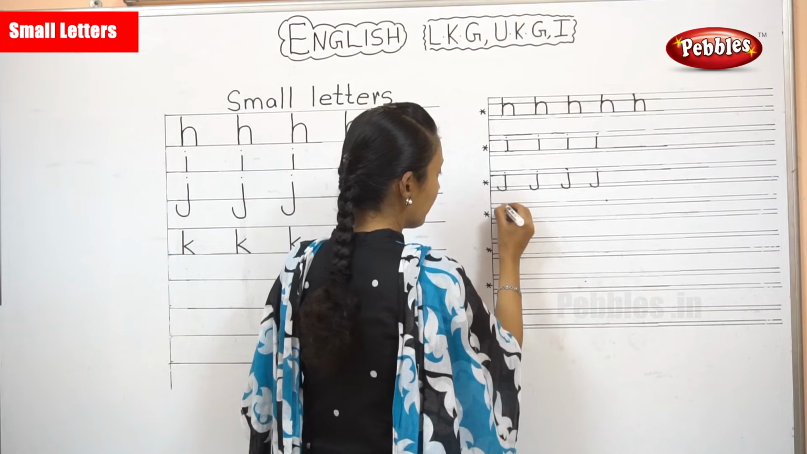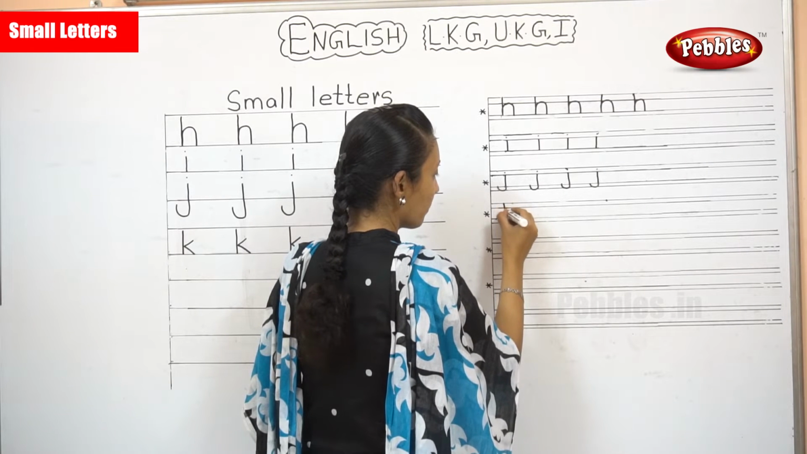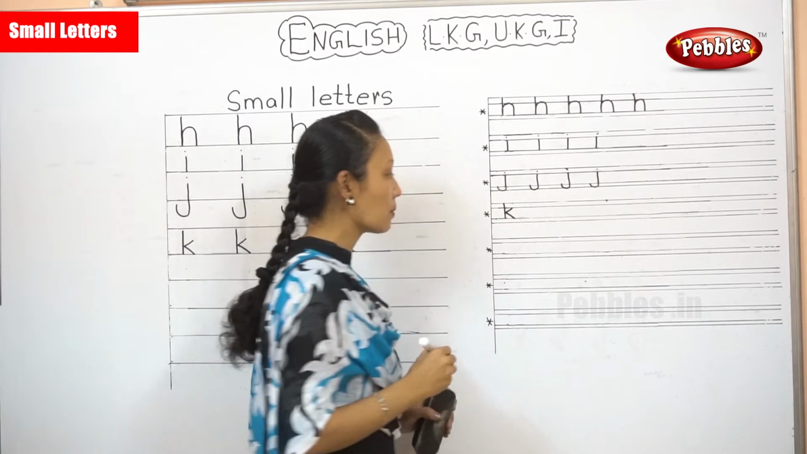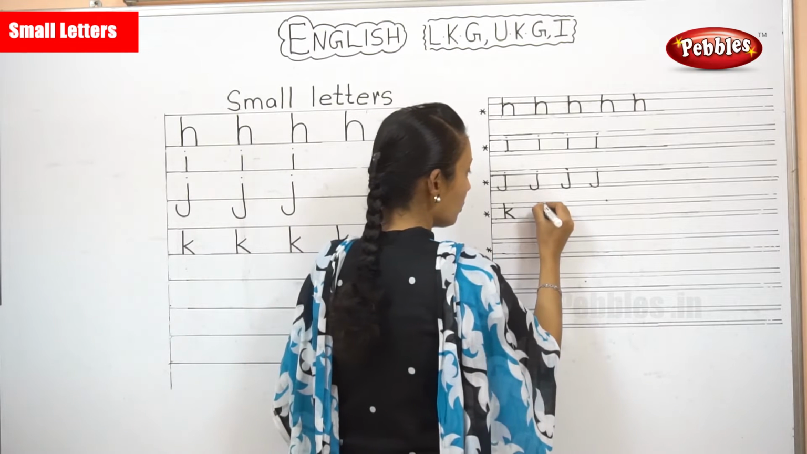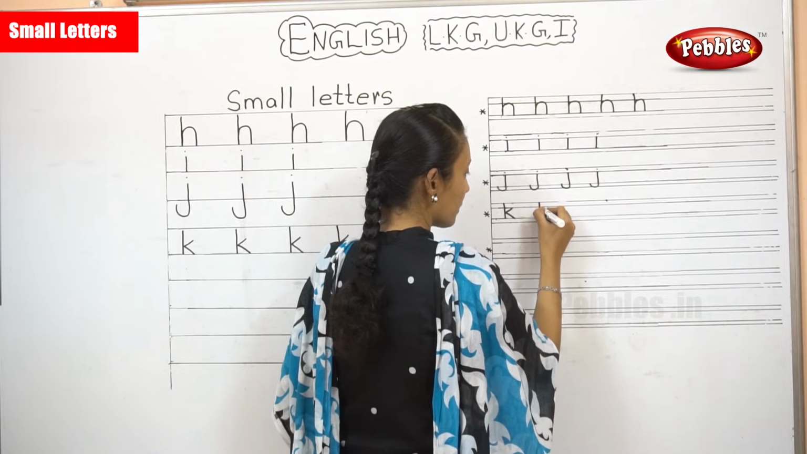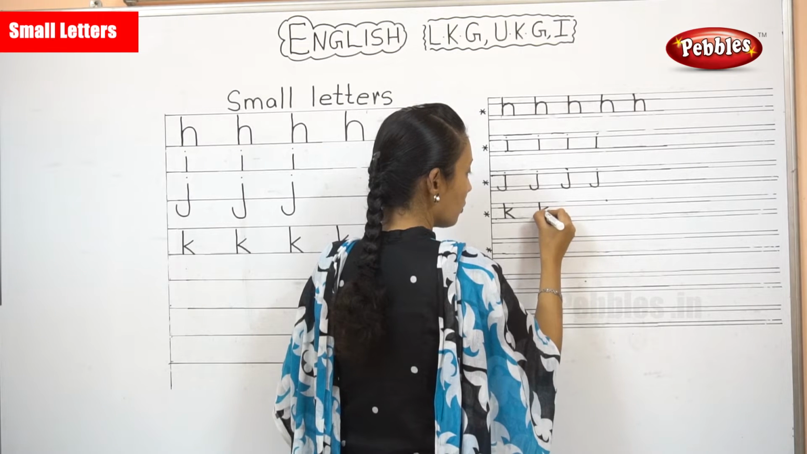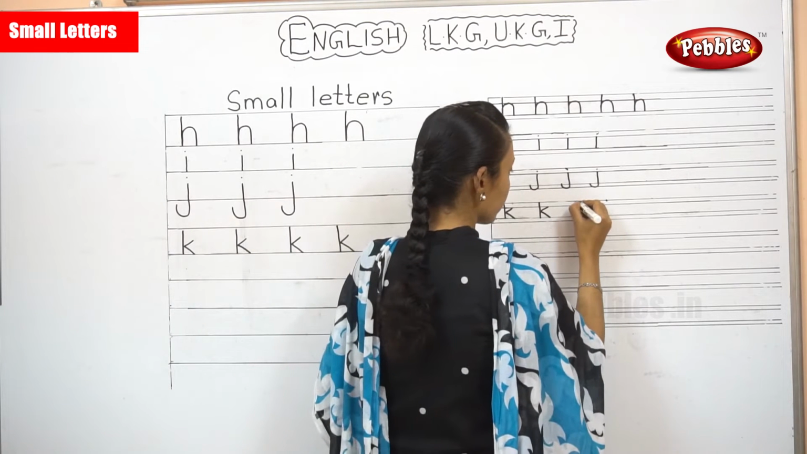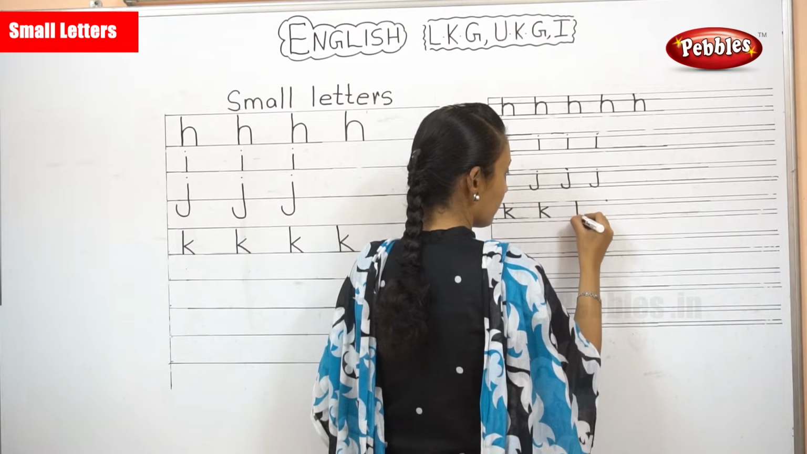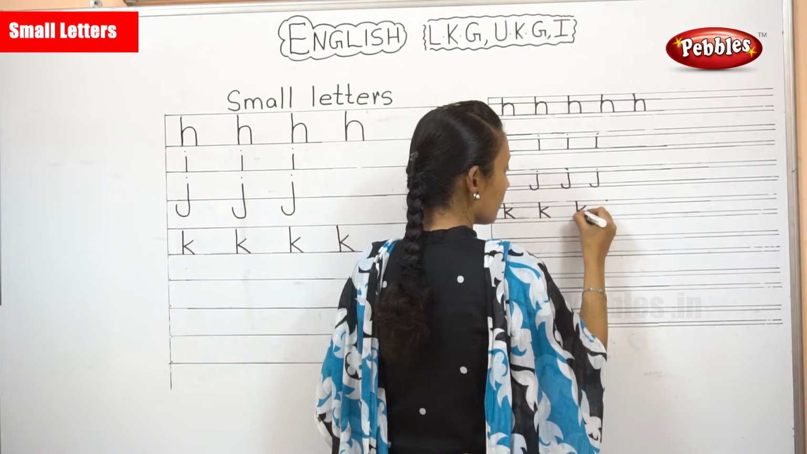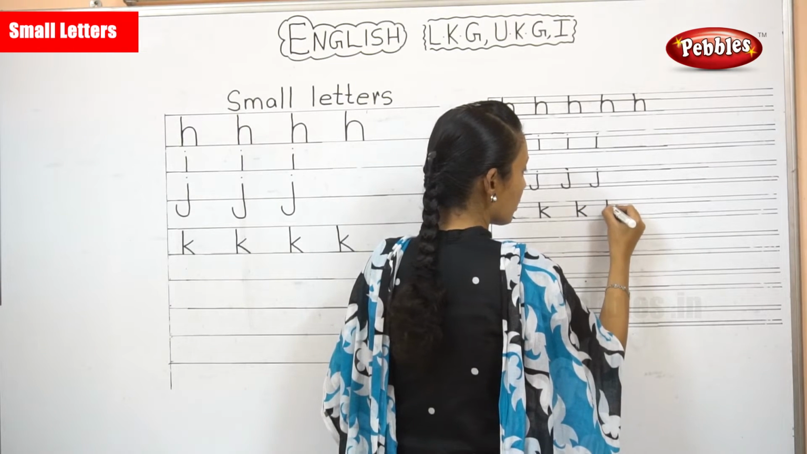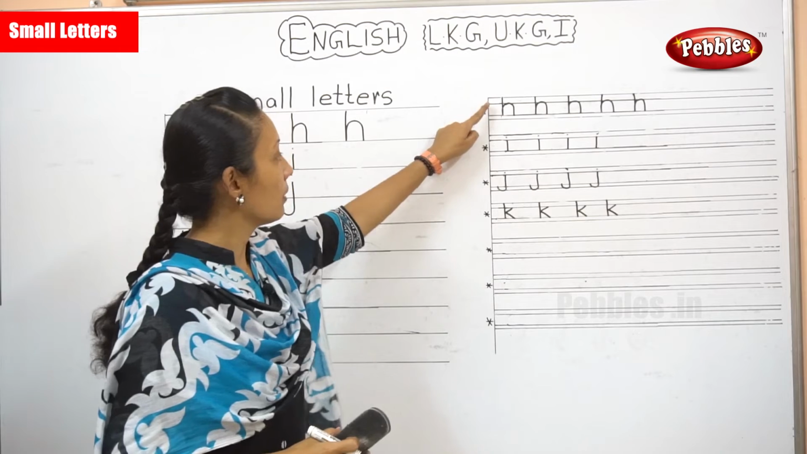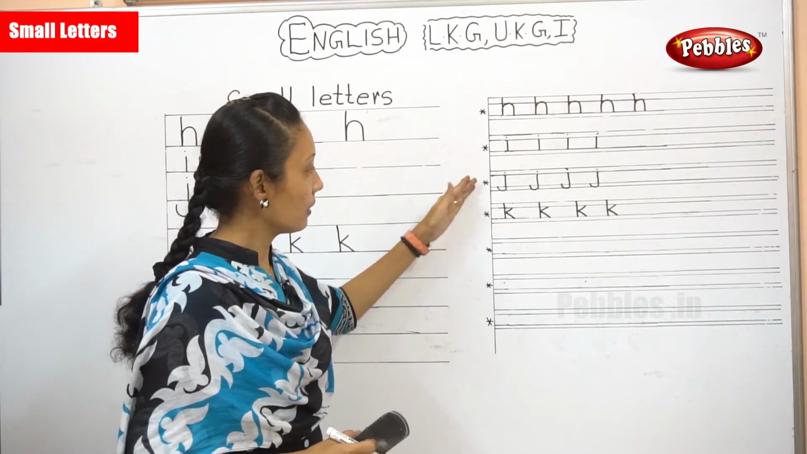You will touch your first line, come down, and your slanting line. This is called small k. Now, again, you will write your standing line and your 2 slanting lines, small k. Same standing line and 2 slanting lines, small k. Now after h, i, j, k.